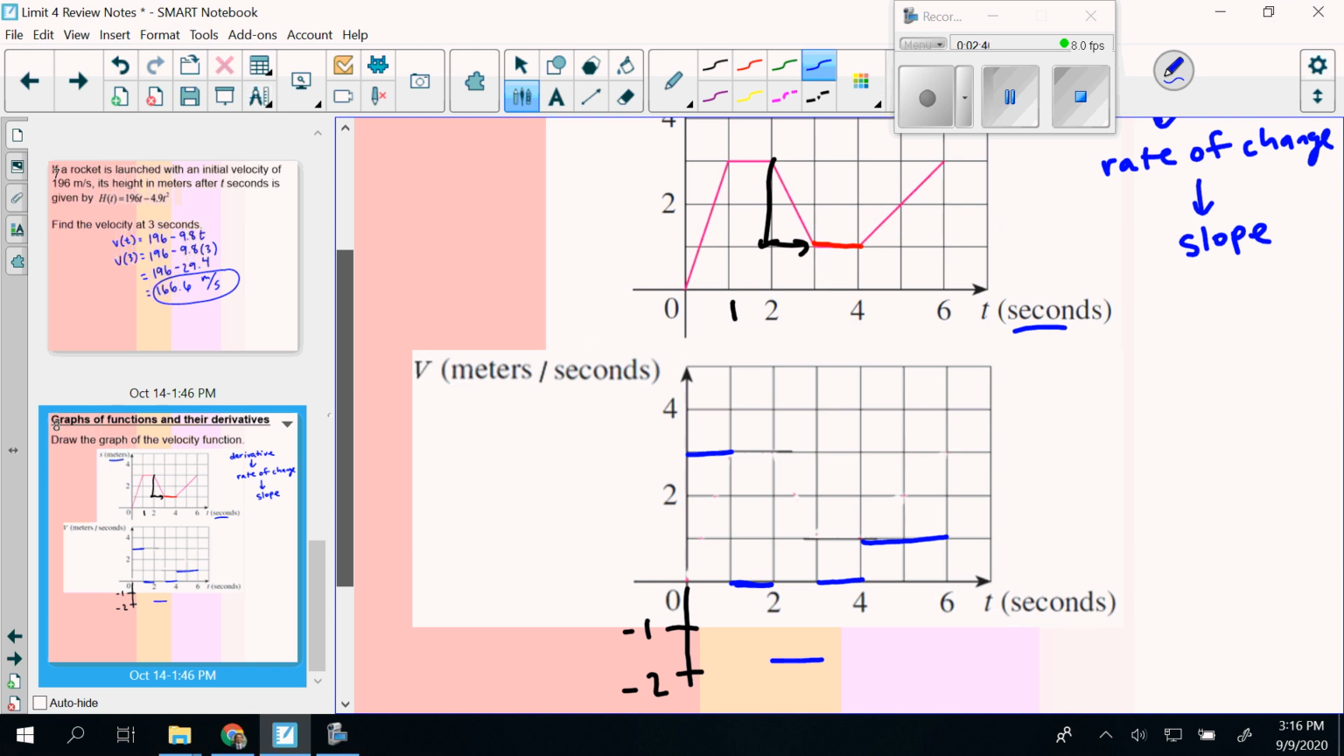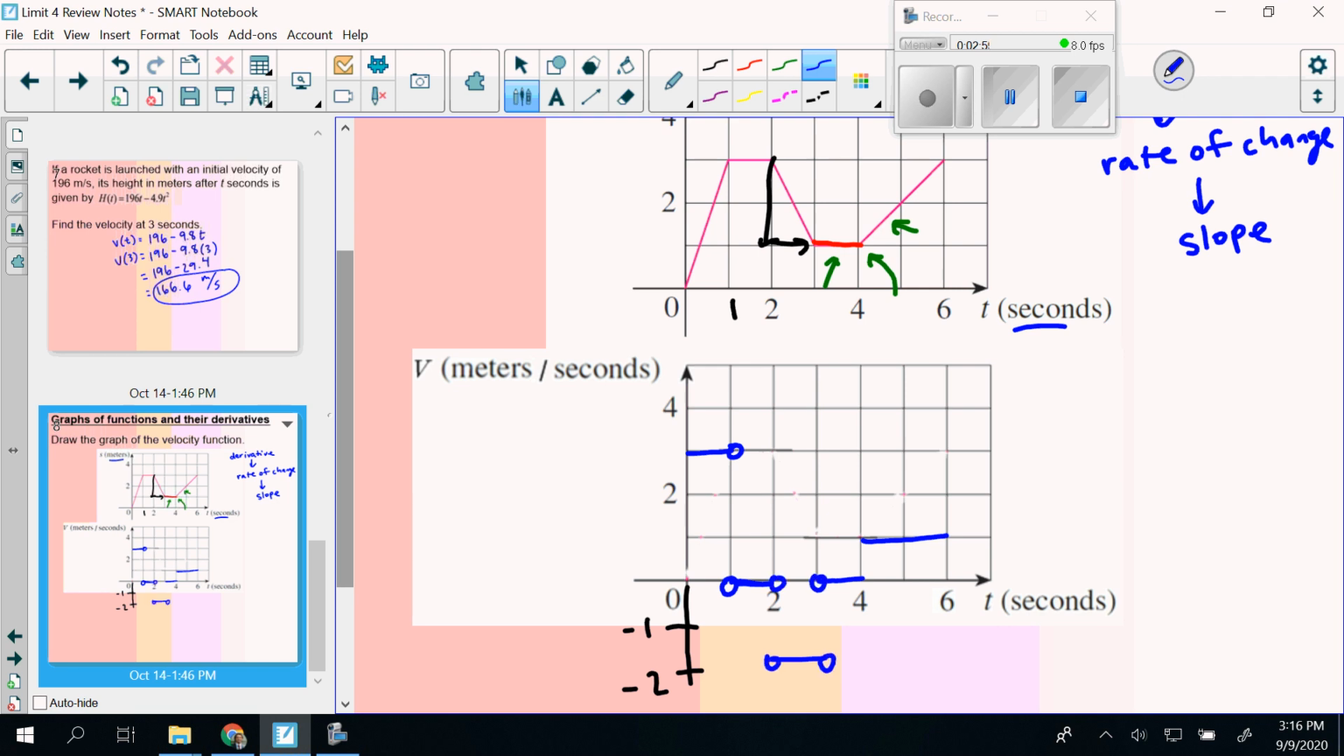The last thing, and we'll get into this more later as we review derivatives, but at a corner, since the velocity is different here than it is here, the corners do not have derivatives. So really on our graph here, we should also be putting open circles to indicate that there are no derivatives at those end points since we have corners going on.